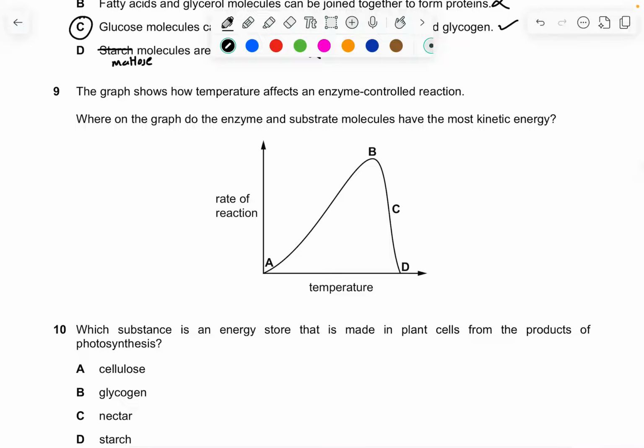Question 9. The graph shows how temperature affects an enzyme controlled reaction. Where on the graph do the enzyme and substrate molecules have the most kinetic energy? So they're telling you the most kinetic energy, meaning when temperature increases, kinetic energy increases. So you don't have to really confuse yourself with how the enzyme would work. They just want to ask you for the most kinetic energy. So the answer is D.